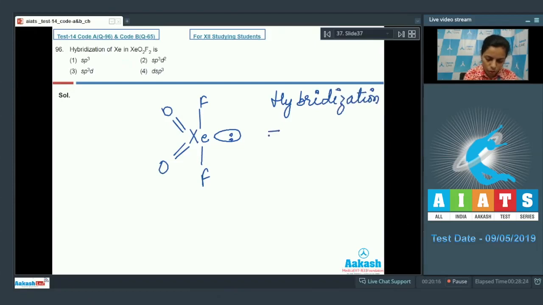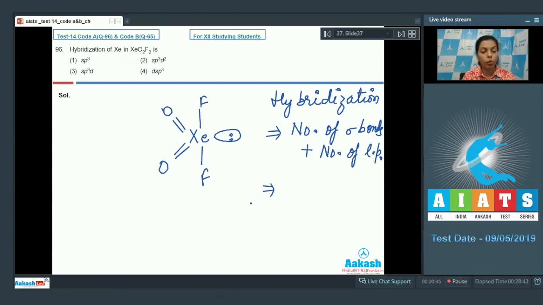That is equal to total number of sigma bonds in the species plus number of lone pairs. So in this case, total number of sigma bonds, if you count, is 4. One lone pair is there, so total is 5. On the basis of this, hybridization becomes sp3d.